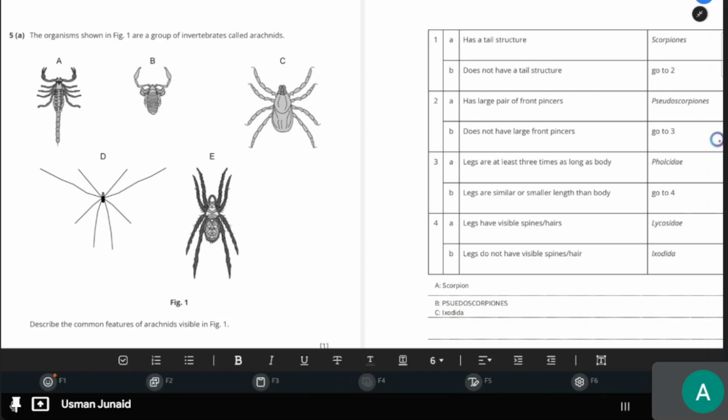Looking at the questions again, can you tell me what D is? Does it have a tail structure? No. Does it have a large pair of front pincers? No. Are its legs 3 times larger than its body? Yes. So it's a Opiliones.